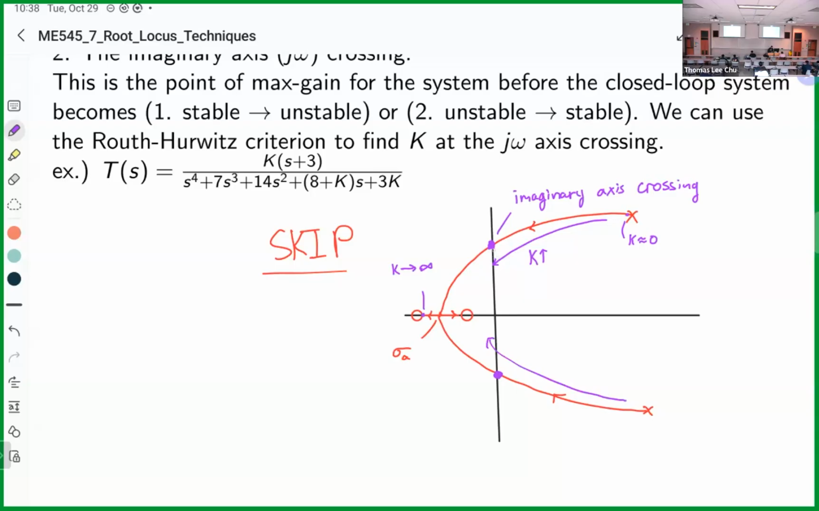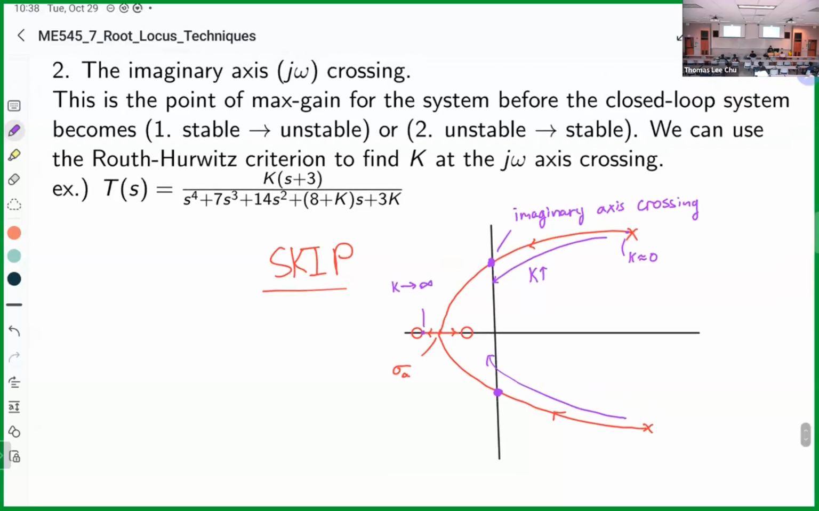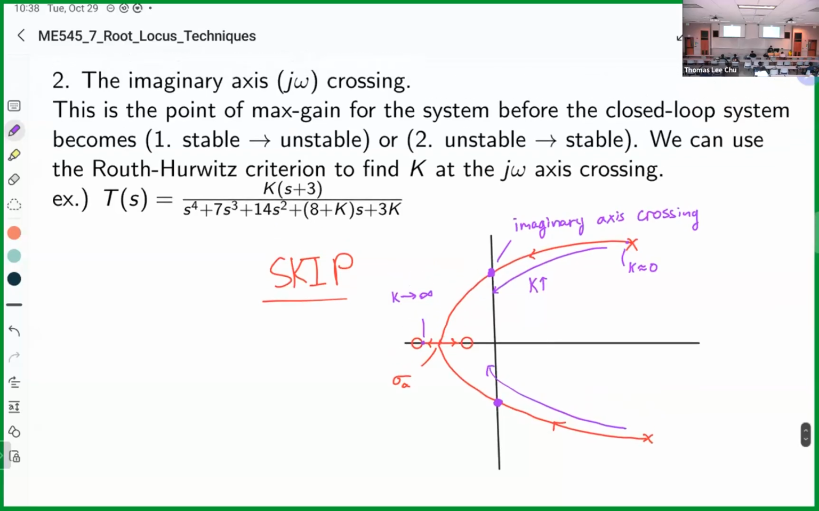And when K gets high enough that it crosses this imaginary axis crossing, our closed loop poles go from having positive real parts to having negative real parts. And that's the point we're looking for to stabilize a system. So that's where root locus is helpful. We can determine that value of K, or the range of K, where the system is going to be stable. So that's the takeaway of the imaginary axis crossing.